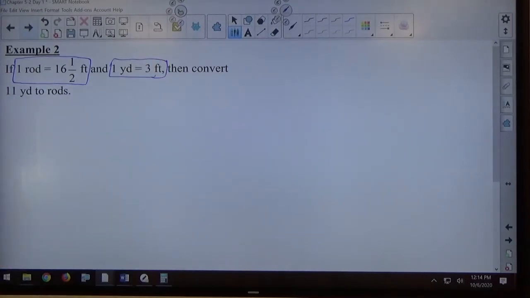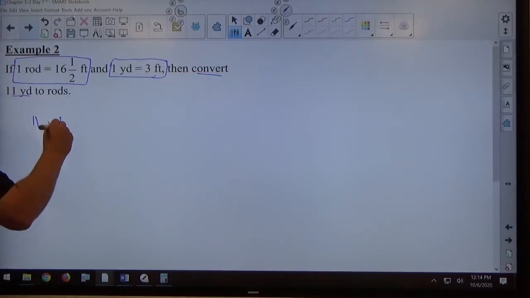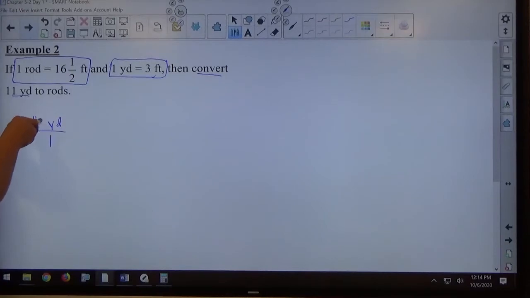So again, if this is me working this problem out, and I want to show all the work I would show on my paper, I always start with what I'm converting. It says convert 11 yards. So 11 yards over 1. Always position it in the numerator over 1 when you first set up the problem.